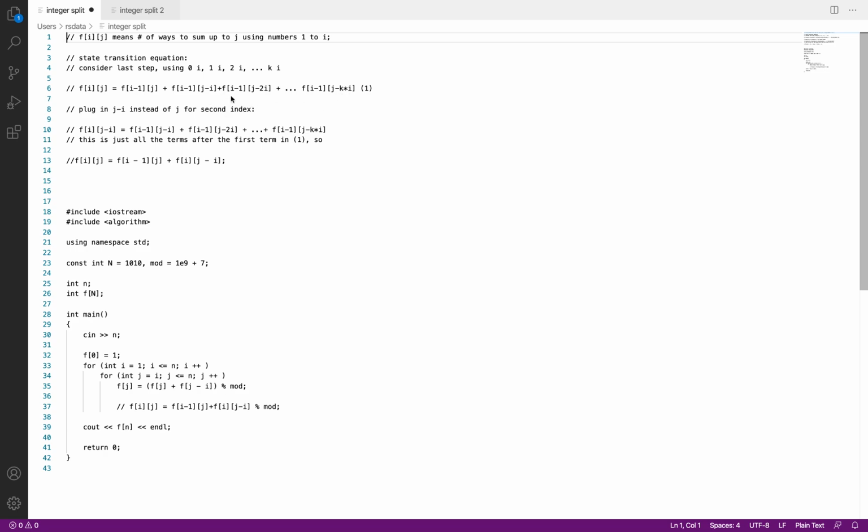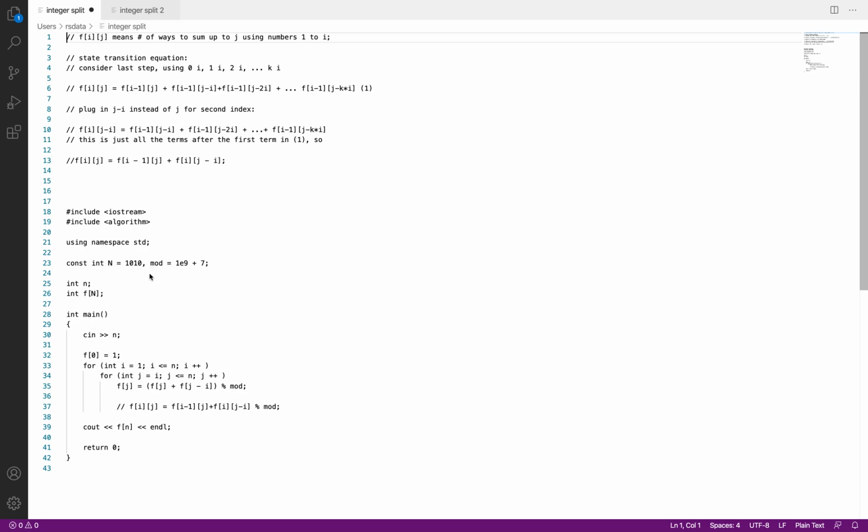So in this equation, we plug in j minus i instead of j. We will see that this second part of the equation is actually just F[i][j-i]. So the original state transition equation F[i][j] can be expressed as F[i-1][j] plus F[i][j-i]. So this makes the central equation for writing the code.